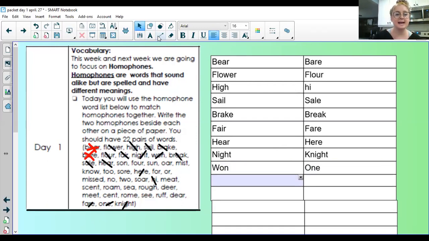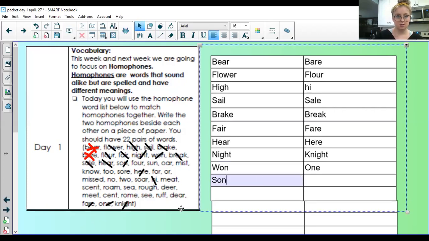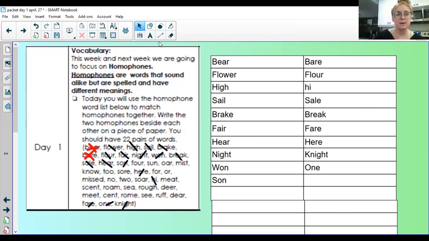All right, son, S-O-N. That son is like you are the son of somebody, okay? The other sun is S-U-N. That's the sun that we see up in the sky that radiates heat and helps our plants to grow.